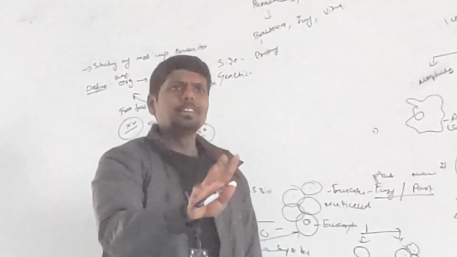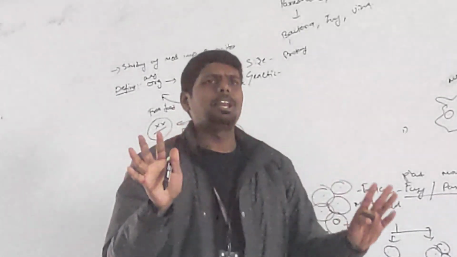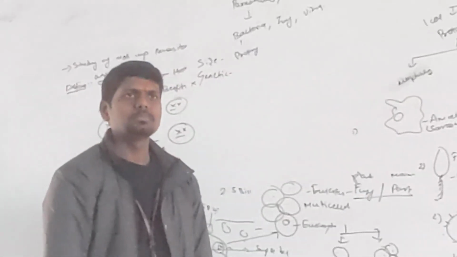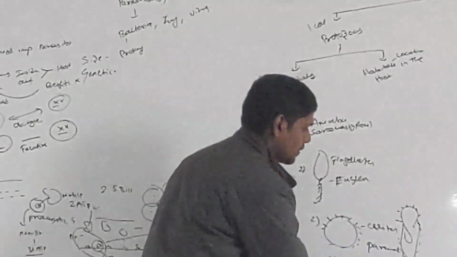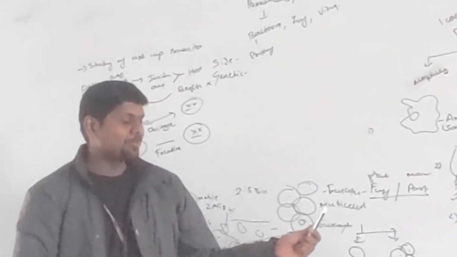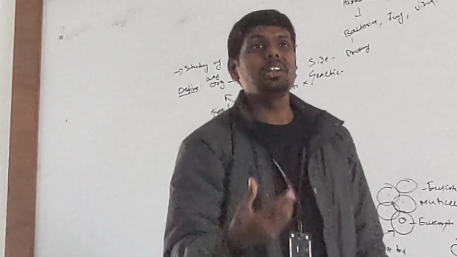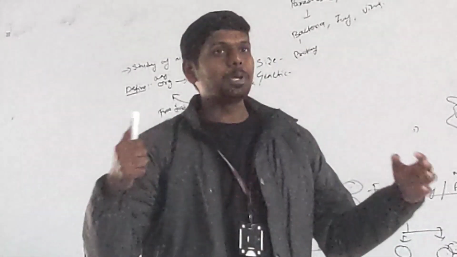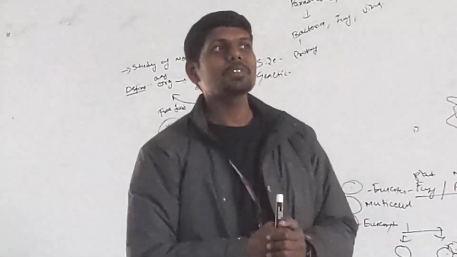Then the last and final one doesn't have any motility. It's an immotile single cell protozoan. It looks like a ball. Example: sporozoids. Can you give an example of sporozoids? Is there any immotile parasite that can still cause an infection in the body? Is it possible? Then give an example.